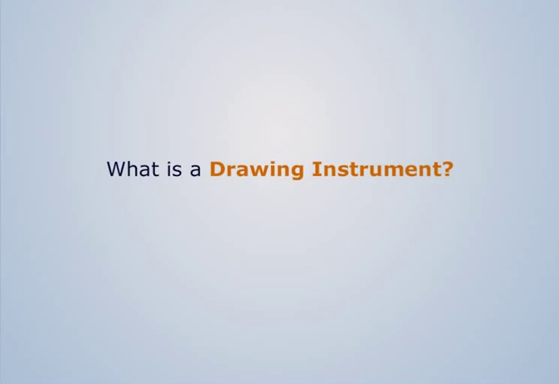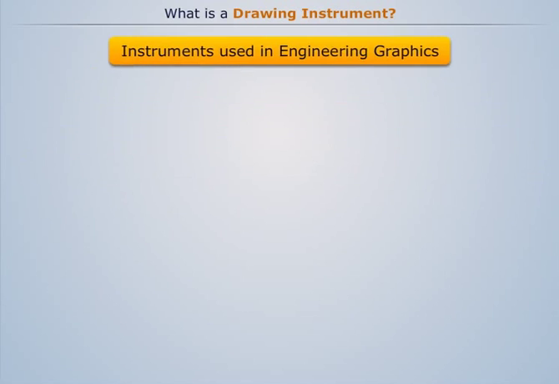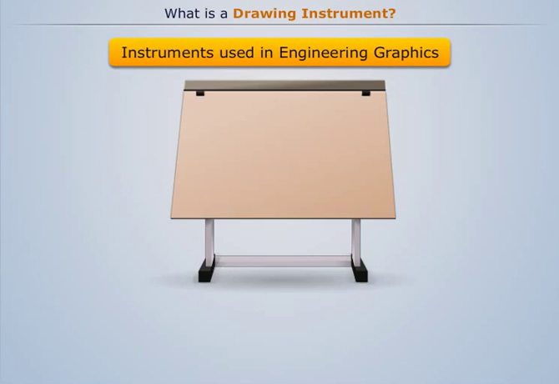What is drawing instruments? Now let us enlist the different instruments used in engineering graphics. Drawing board is used to support the drawing sheet.